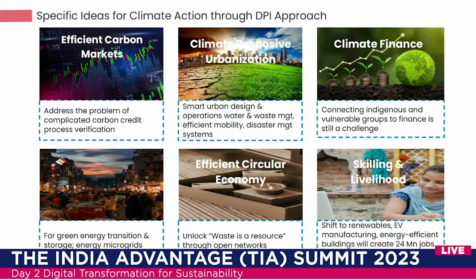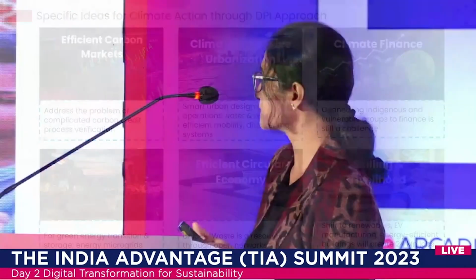Climate finance, anticipatory climate finance, again, providing a payments infrastructure from government to people or entity to entity, whatever it may be, again, is something DPIs and open networks are perfect for solving.